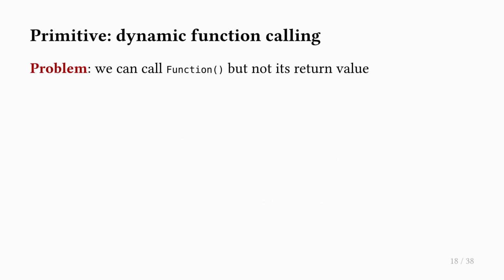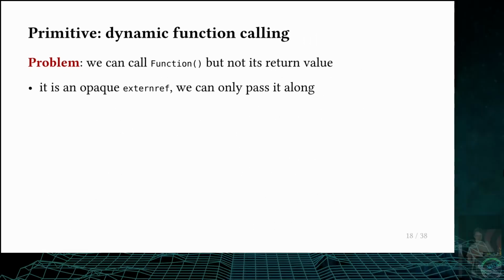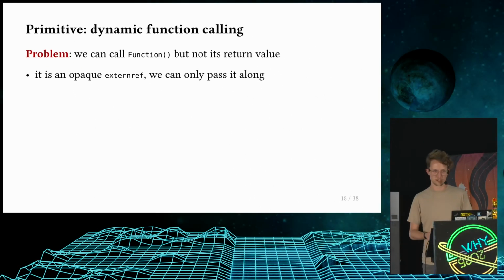So let's get started. We need to create this primitive to call functions dynamically. We have this function reference that we created, or will create, and we need to call it. As I said, it's an opaque type. We cannot do anything, we can only pass it along.